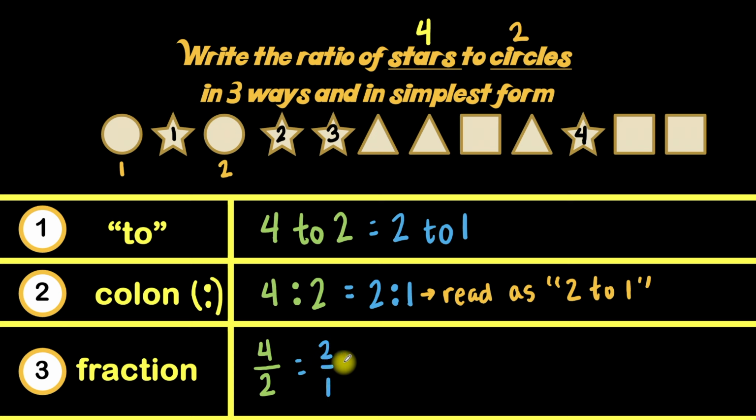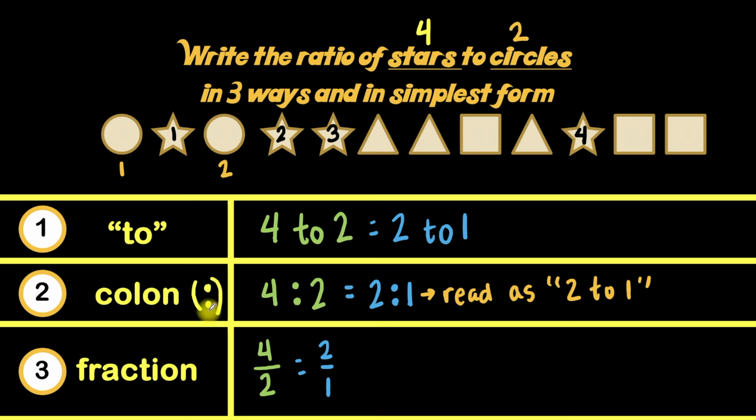But Mr. Ace, if it's 2 over 1, wouldn't we write it as the value 2? The answer is absolutely not. And the reason why is because remember that a ratio has to be a comparison of two values. When you write it like this, there aren't two values anymore. So we don't write it as just a number like that.